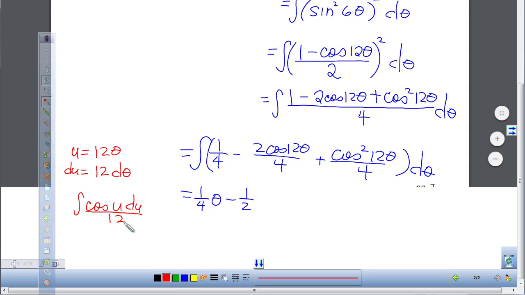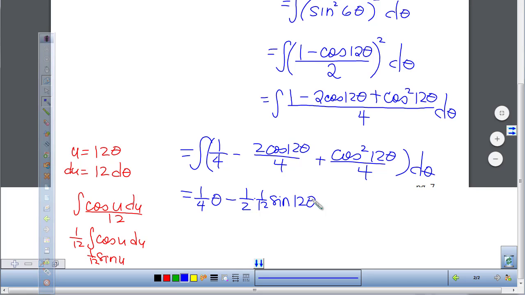Okay, we can pull out the 1/12. The integral of cosine u is what? Is it negative sine? No, it's just sine. Okay, sine. Okay, very good. So we get 1/12 sine u. So we got 1/2 times 1/12 sine 12 theta.